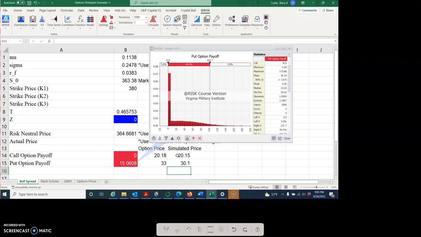Now, what we can do for certain strategies, like portfolio insurance, we probably would prefer to use the simulated price. But for other strategies that we'll evaluate, we may go ahead and just use the option price because that's most indicative of the cost of setting up that strategy.